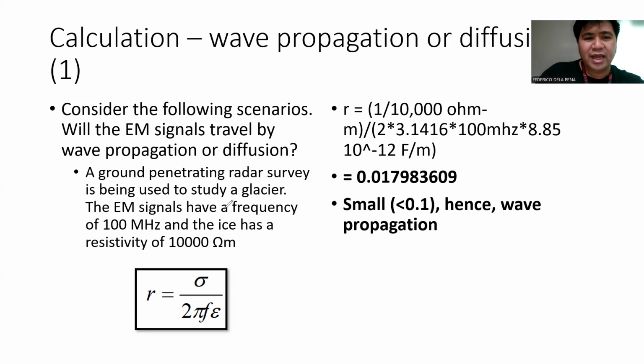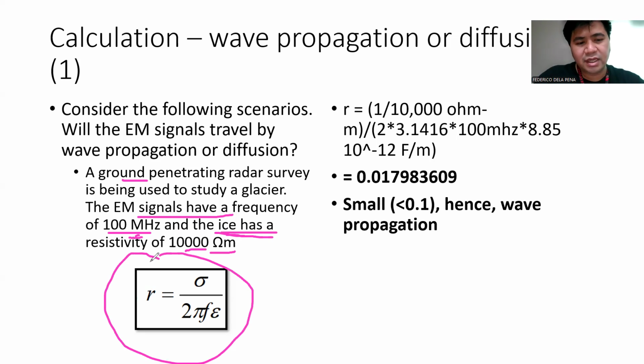Let's say, for example, you have a GPR which uses a signal frequency of 100 megahertz. So you have to note the mega. 1 megahertz is equal to 1 million hertz. Mega is million. And you're doing a survey in ice, which has a resistivity of 10,000 ohm meters. So we're gonna use the equation here.